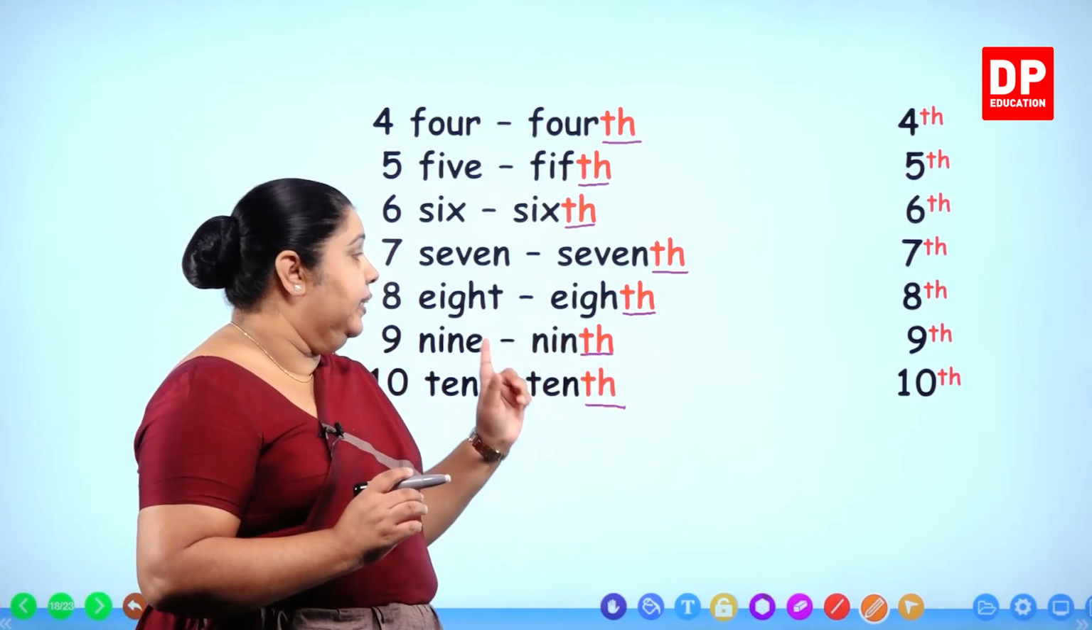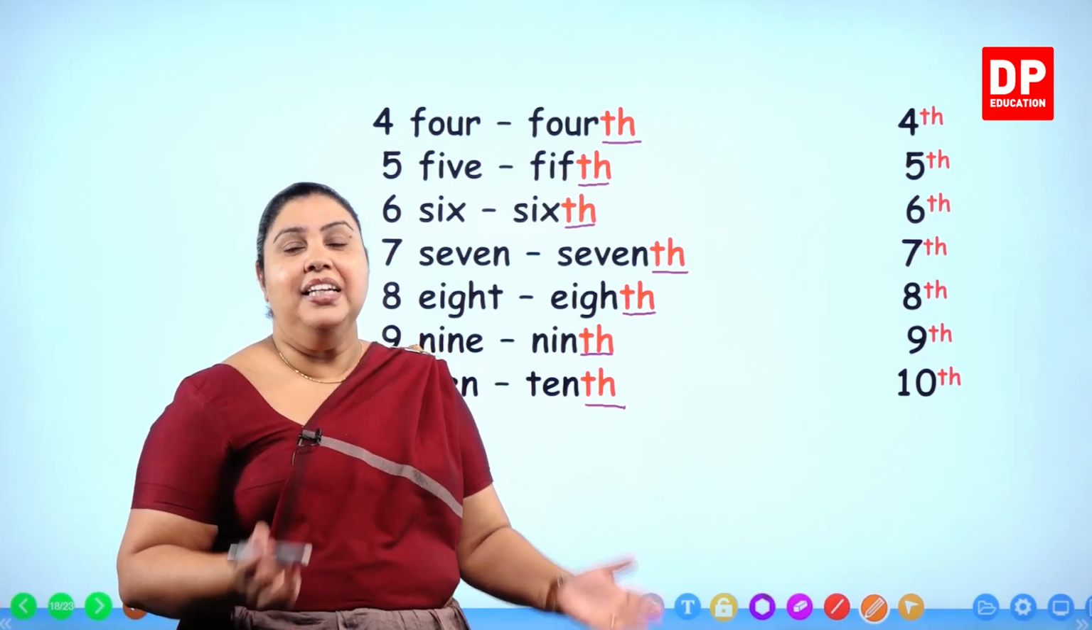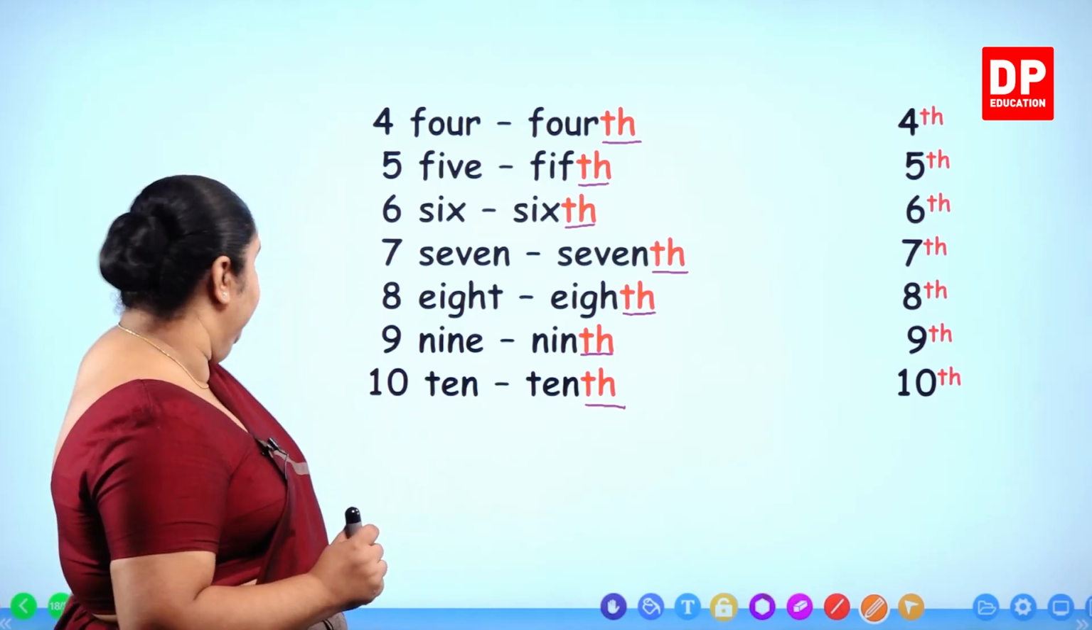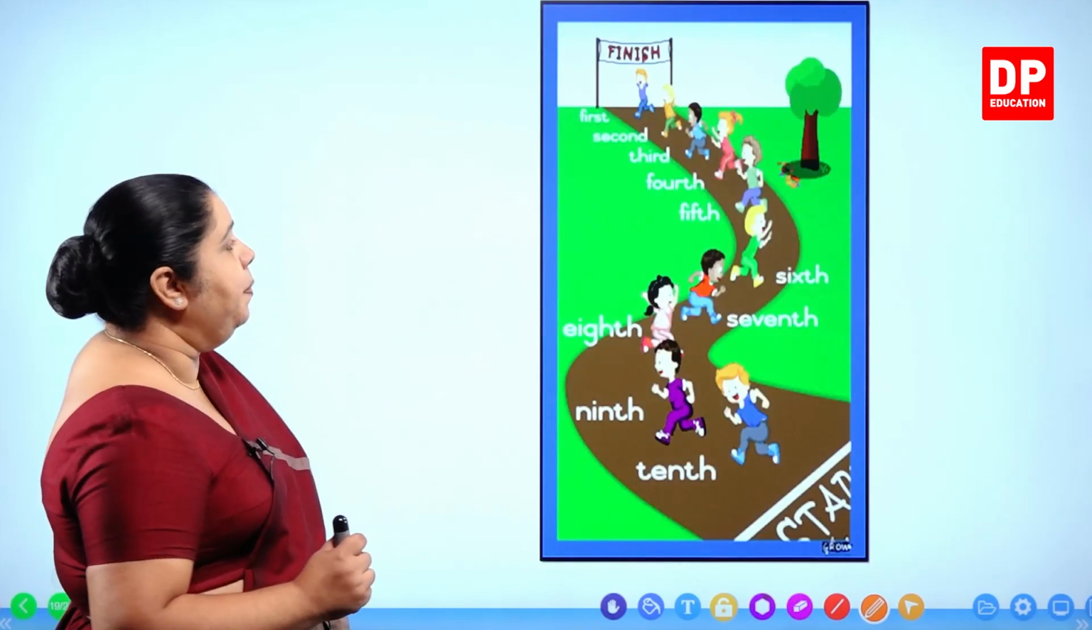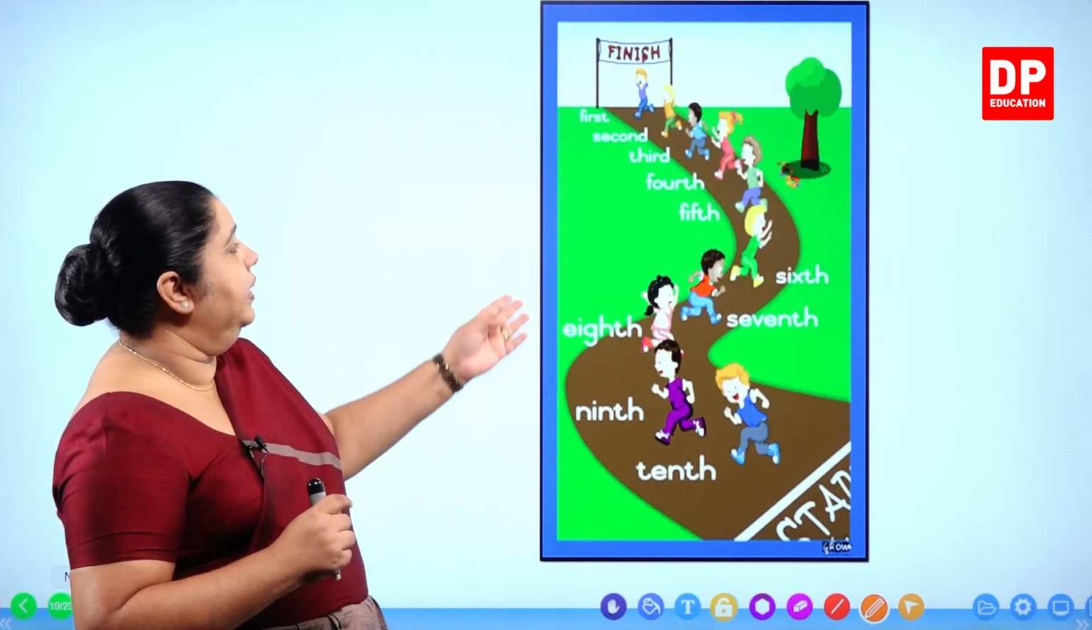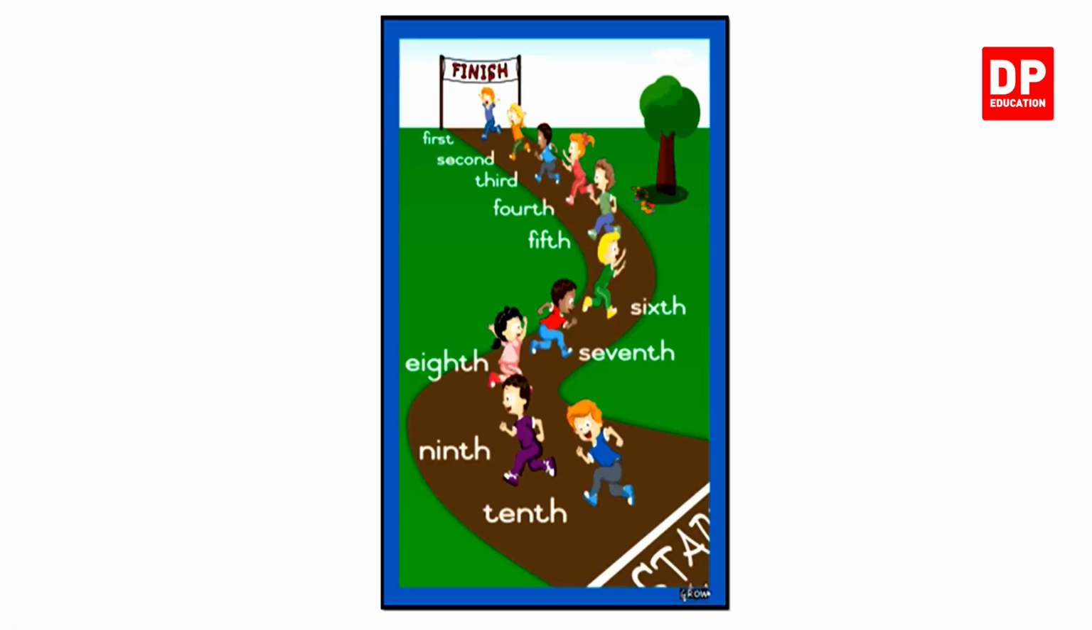Right? So that is how we write the ordinal numbers in words without using 1, 2, 3, 4 and so on. Now let's take a look at another race. There are 10 children over here.